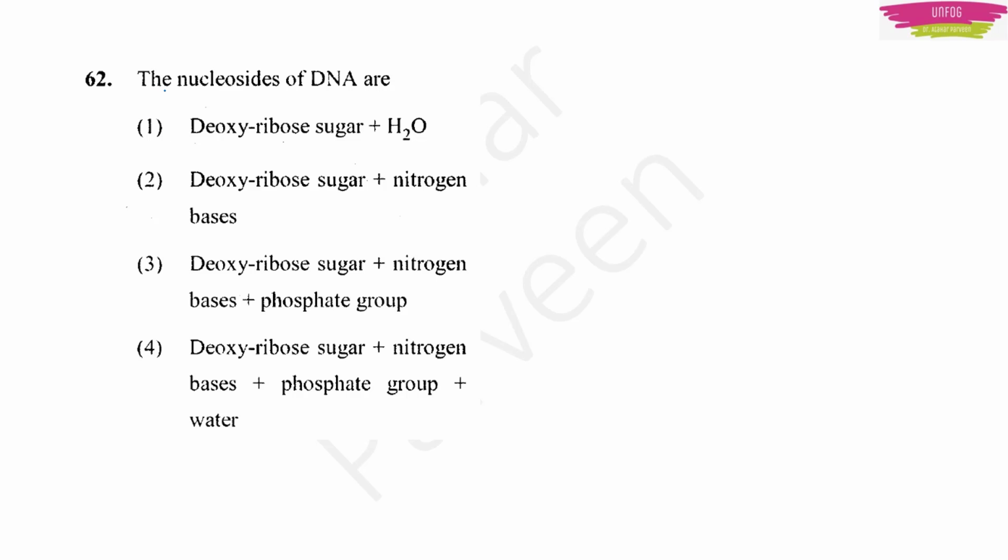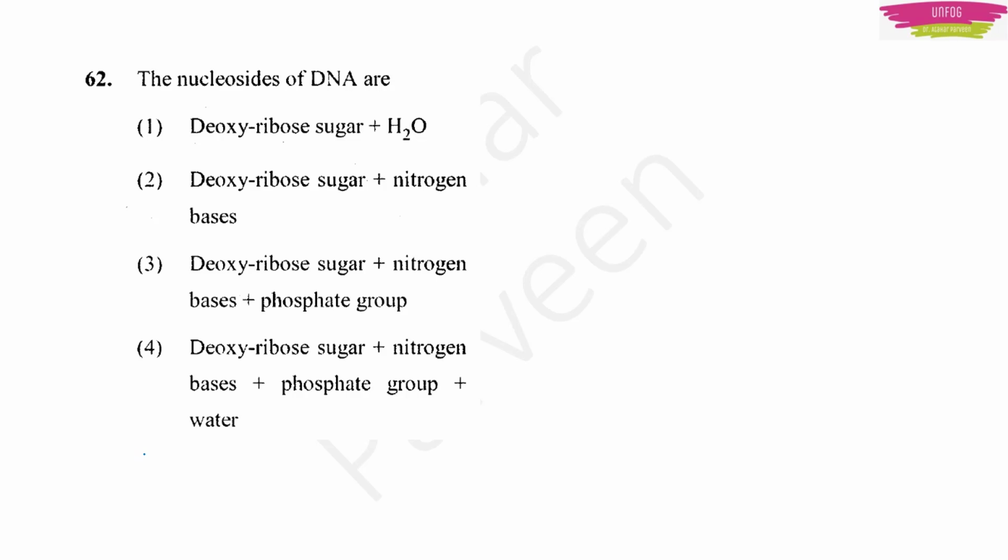The next question is, the nucleosides of DNA are. The first option is deoxyribose sugar plus water. The second is deoxyribose sugar plus nitrogenous bases. The third option is deoxyribose sugar plus nitrogenous bases plus phosphate group. The fourth option is deoxyribose sugar plus nitrogenous bases plus phosphate group plus water.